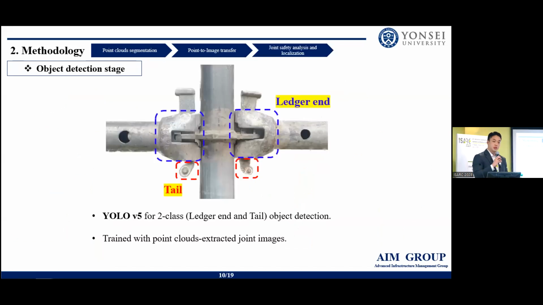Now, lastly, for the joint safety status on the extracted images, we first use a deep learning object detection model called YOLO v5. We use YOLO for 2-class detection of ledger end and tail. The ledger end indicates the presence of a joint in an image. When the joint is loosened, that means the pin is not securely installed inside, so on the image, we cannot see the tail if the joint is loosened.